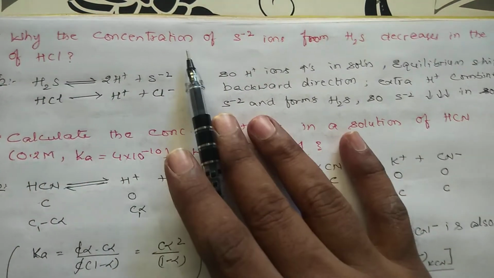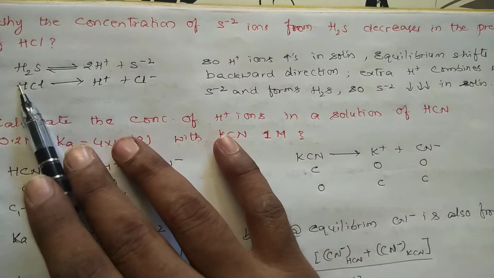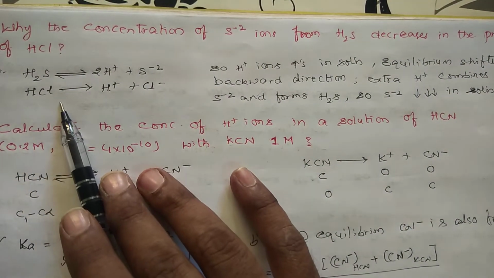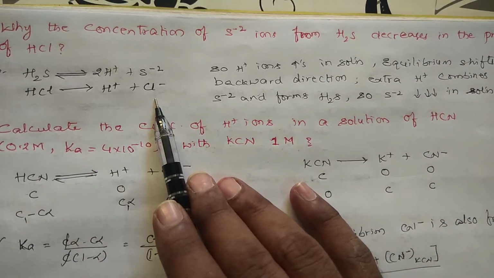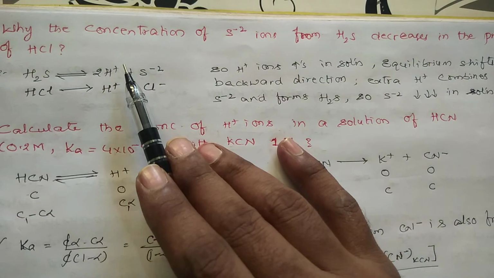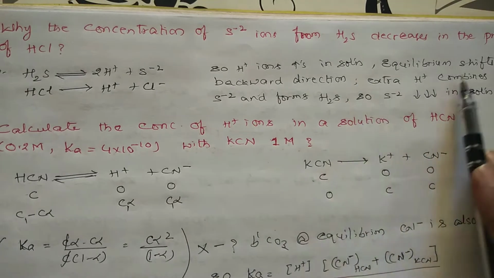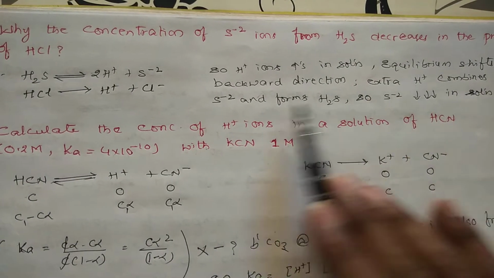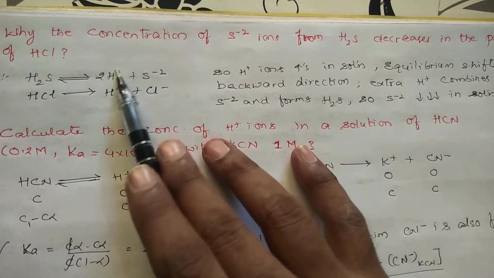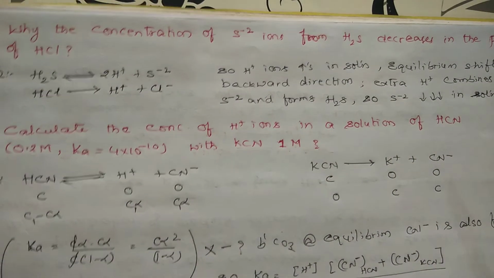Take here: why does the concentration of S²⁻ ions from H2S decrease in the presence of HCl? H2S is a weak acid, so it gets dissociated to H⁺ and S²⁻, and HCl is a strong acid, it gets dissociated as H⁺ and Cl⁻. So the common ion is H⁺, and the equilibrium gets disturbed and shifts in the backward direction. H⁺ ions increase in solution, so the equilibrium shifts backward. The extra H⁺ combines with S²⁻ and forms H2S. So S²⁻ decreases in solution. This is the reason, based on the concept.